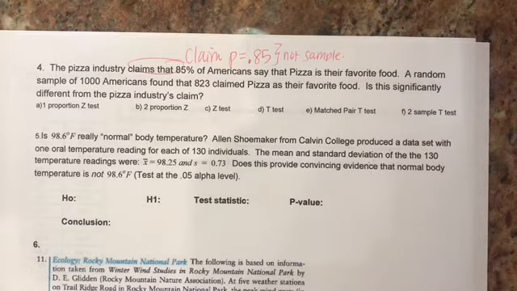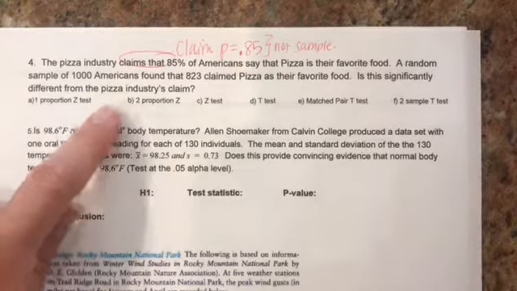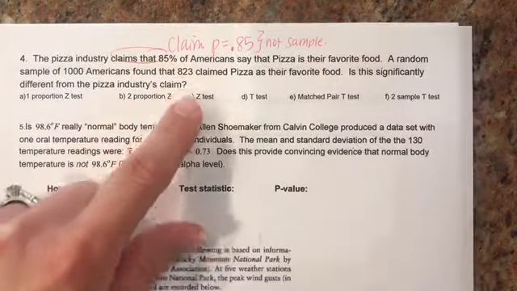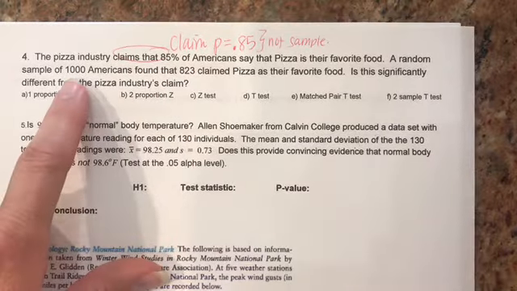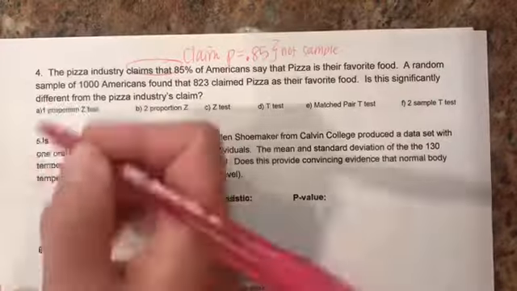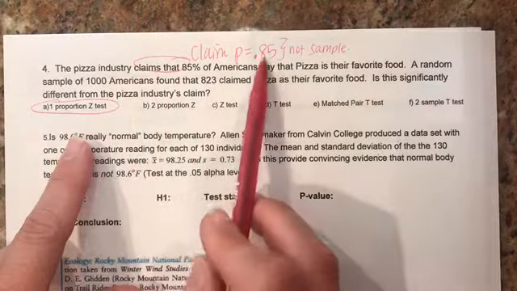All right, so this page continued on choosing the right kind of hypothesis test. A lot of kids would read this and think it's a 2 proportion because it looks like 85% is a proportion, and then you have 823 of 1,000 as in a proportion. This is actually just a single proportion test because you're comparing our one proportion to the claim.